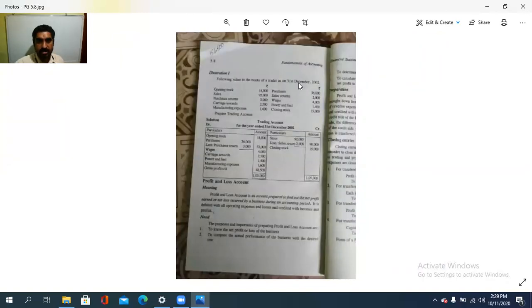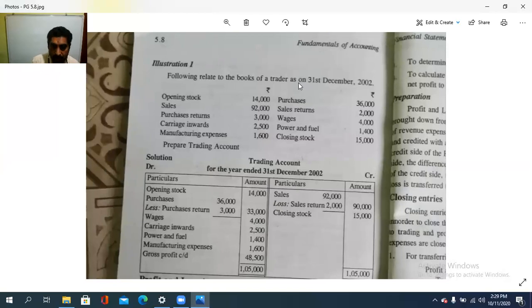So from this, what are we going to prepare? The following are the related books of a trader as on 31st December 2002. Opening stock, sales and other items are given. So how are we going to prepare this? Let's check it. Trading account.